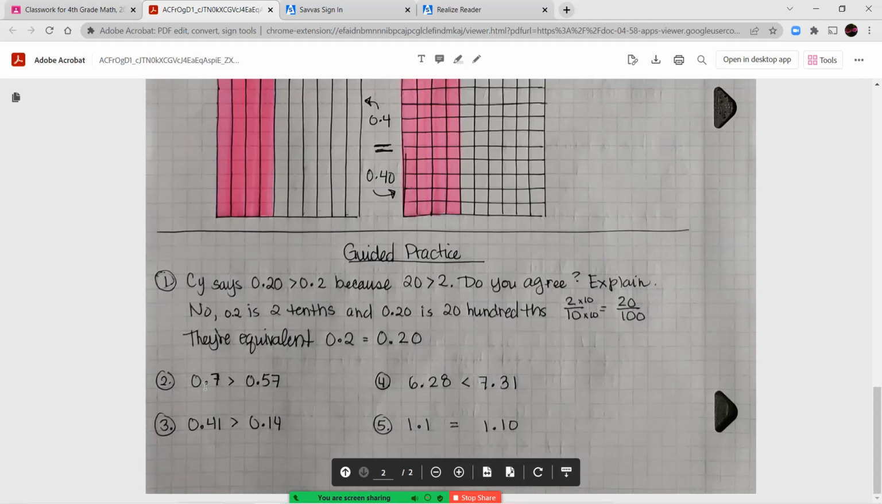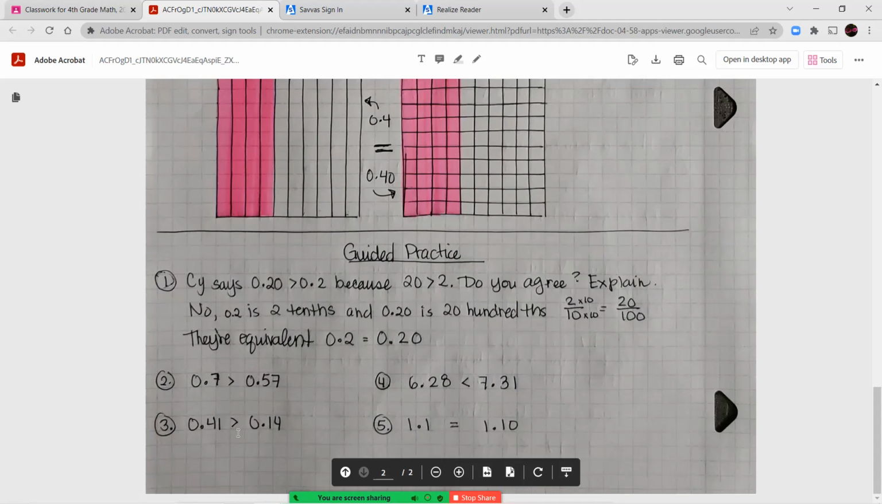Let's take a look at a couple others. So remember, you want to start comparing from the first number that is different from the other. So here our whole number is 0 in both sections, so we can ignore the zeros. Then I have 7/10 here and I have 5/10 here. Since the 7/10, or 0.70, is greater than 0.57. So 70 would be greater than 57. Remember, you can always add that 0 placeholder right there so that it's easier for you to compare.